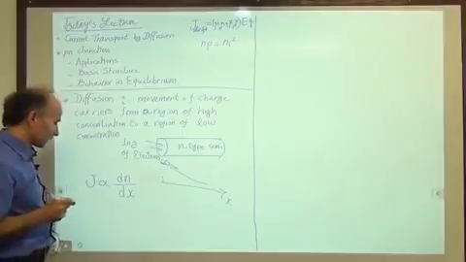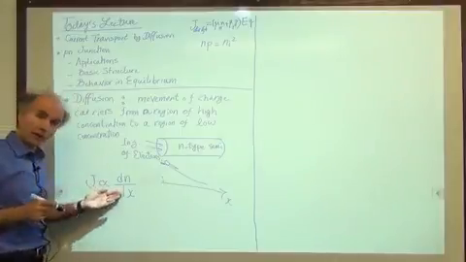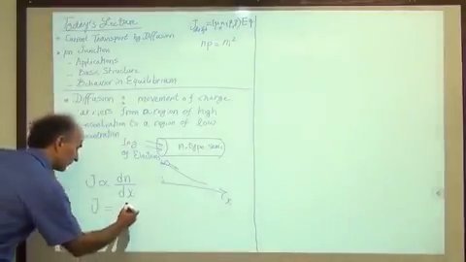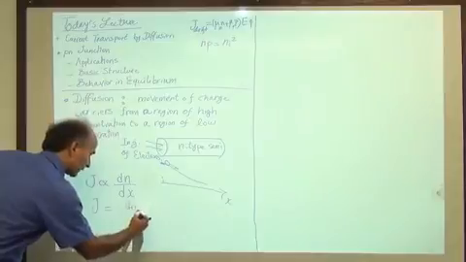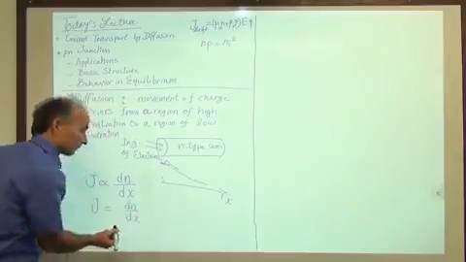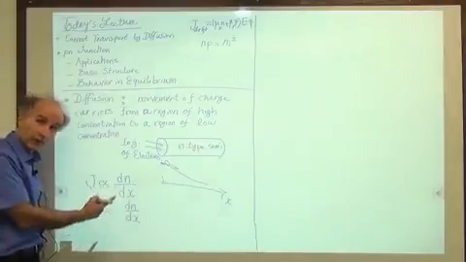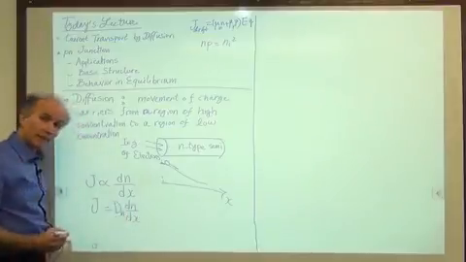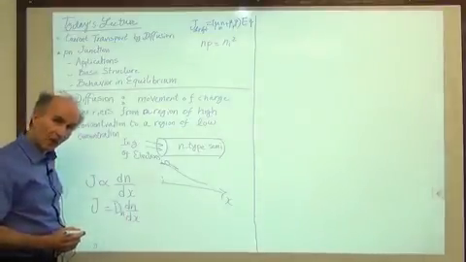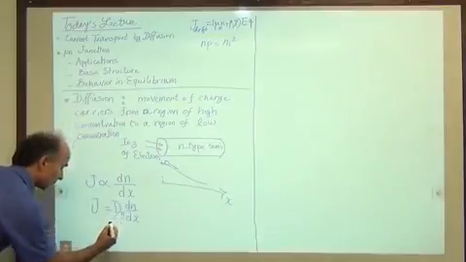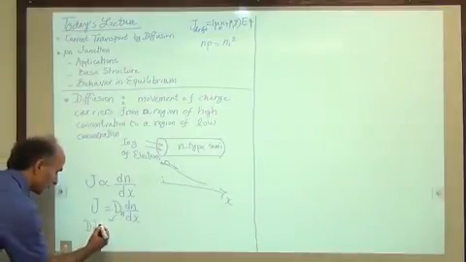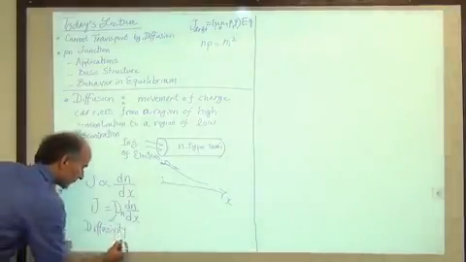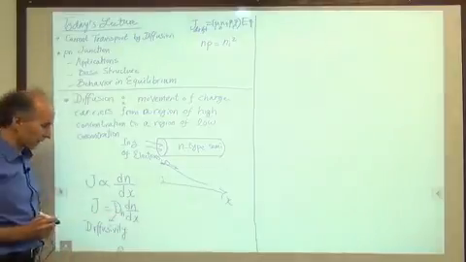Okay, all right, so then how do we write this as an equation? Well, we say it has to be equal to dN over dx, and then some proportionality factor, again, to get the units right. And we call this D sub n. D sub n is called the diffusivity of electrons.